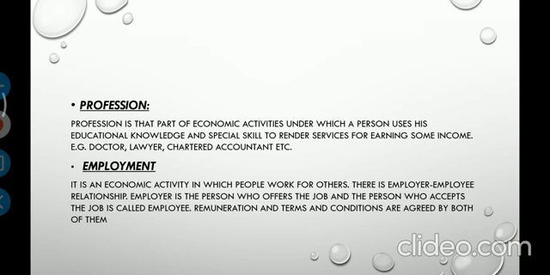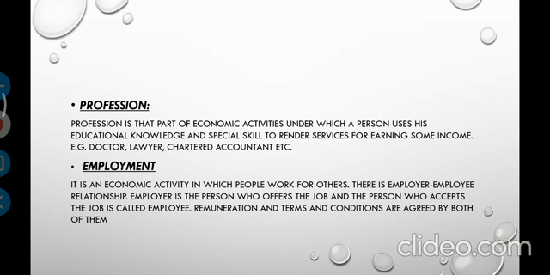Now if I ask you, what does your father do? If your father has a small shop, he is a businessman. If your father has a cake shop, he is a businessman. If your father has a retail shop, he is a businessman. If your father is a sweet manufacturer, he is a businessman. If your father is producing something and selling it in the market, he is a businessman.